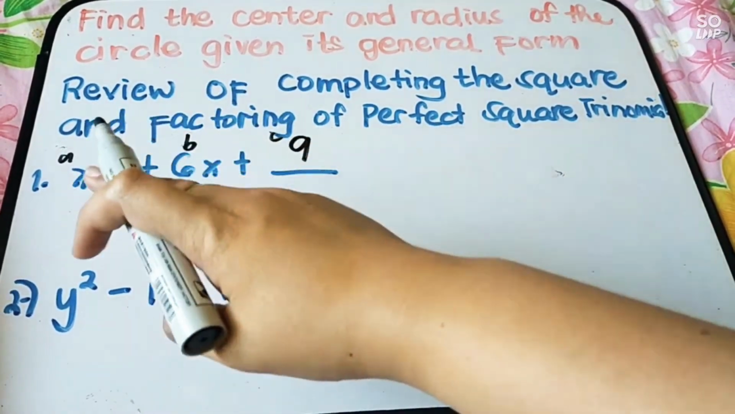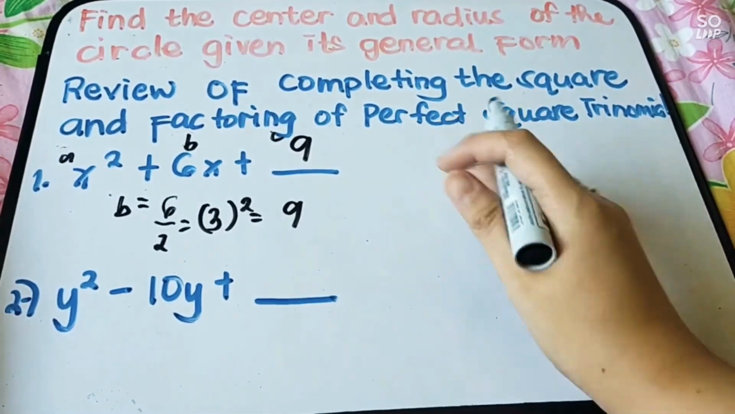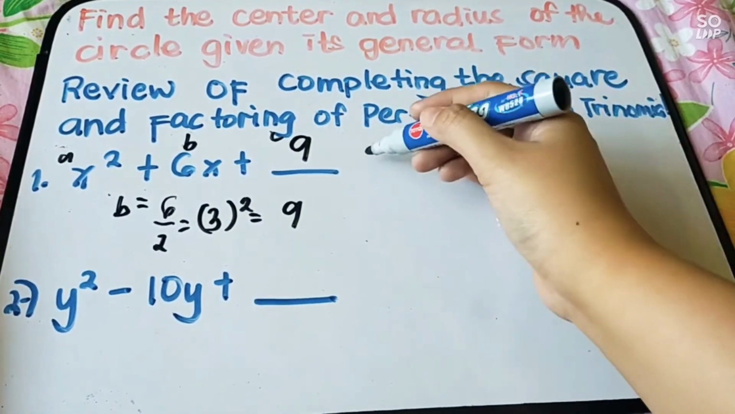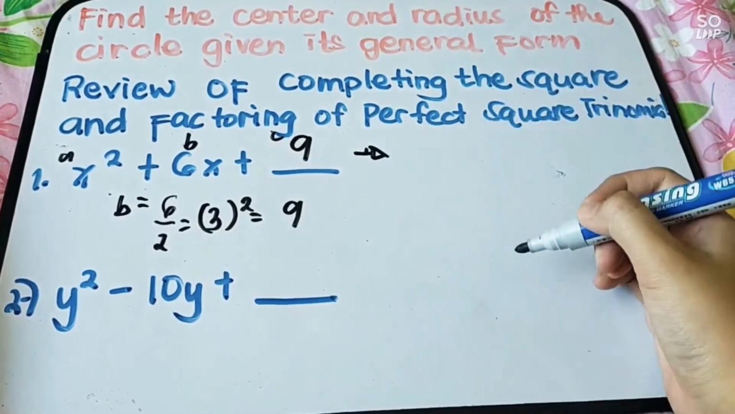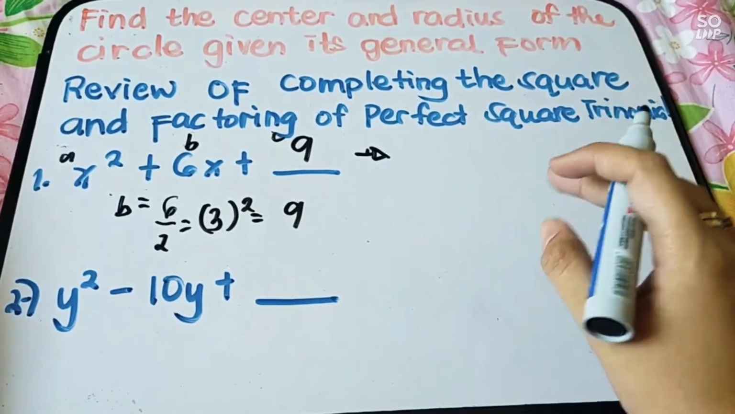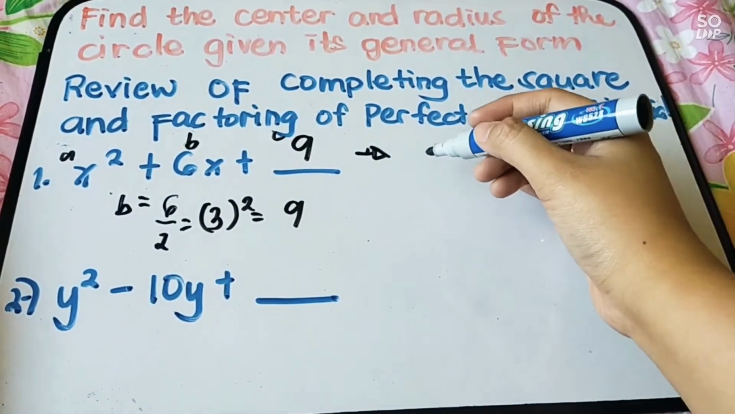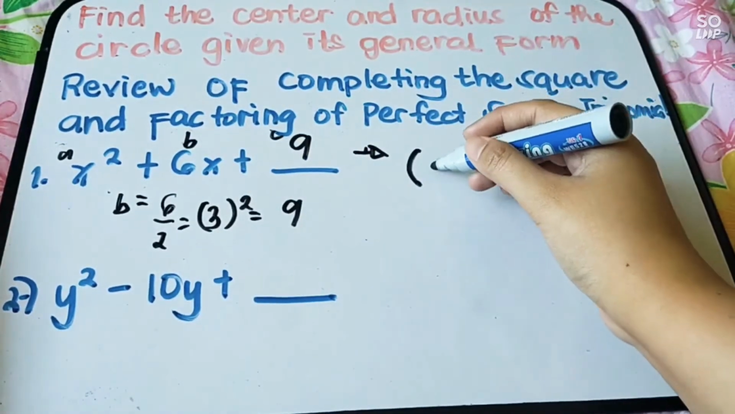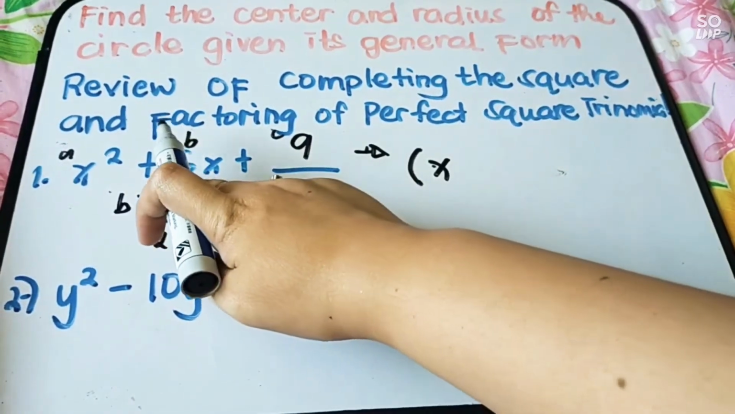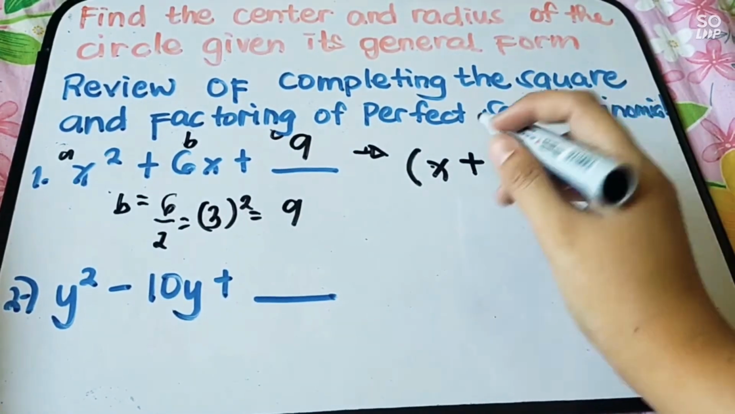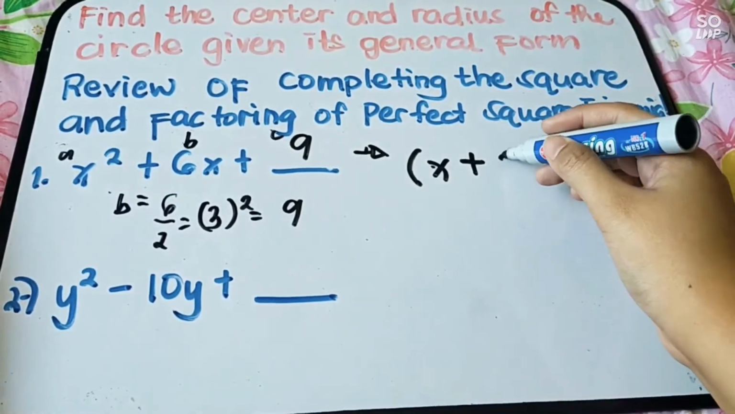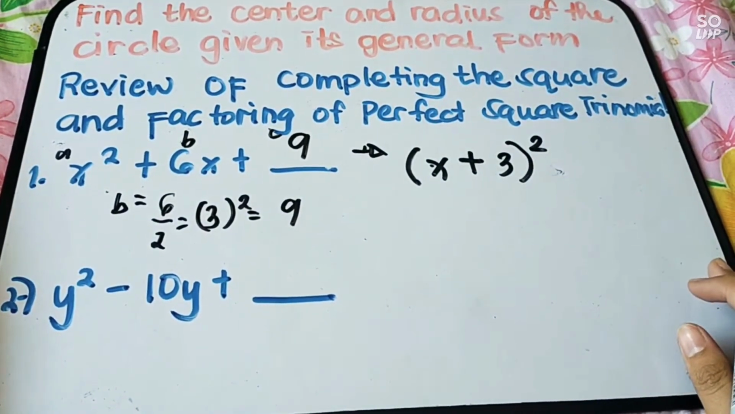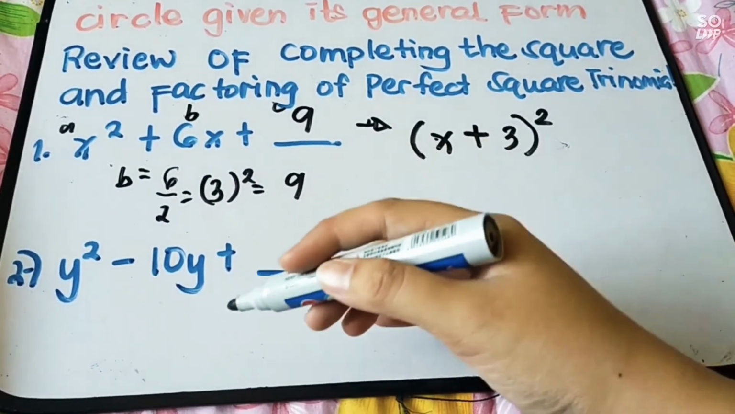Now, this given is called a perfect square trinomial. So, let's factor it. We will return it to the square of a binomial. So, how? The square root of x squared is x. Then, copy the sign, we have plus. Then, the square root of 9, we have 3. Then, squared. That simple. Okay? Next, number 2.